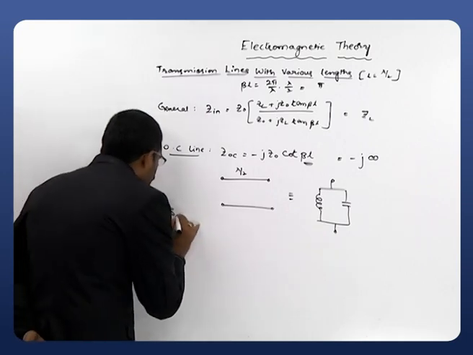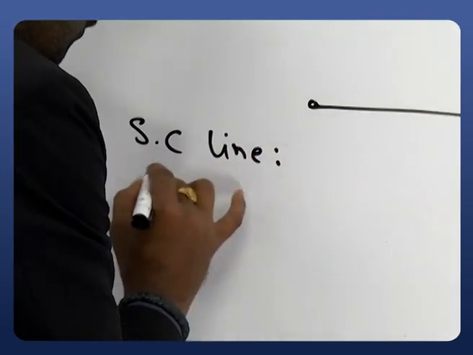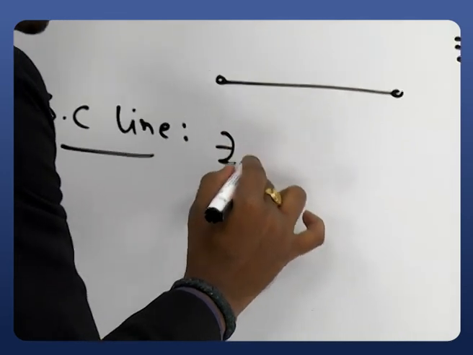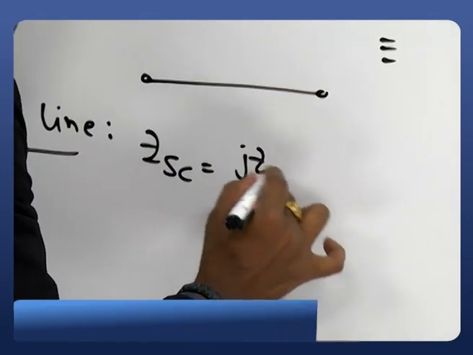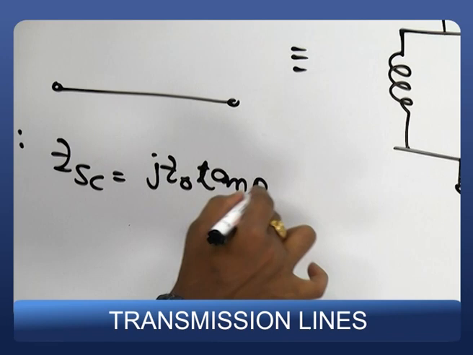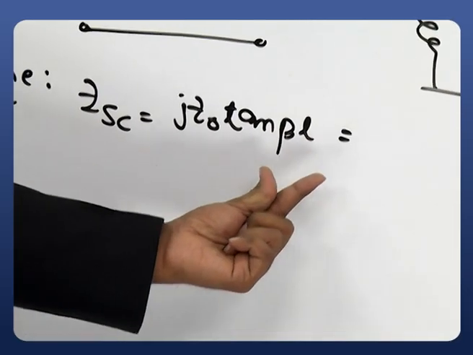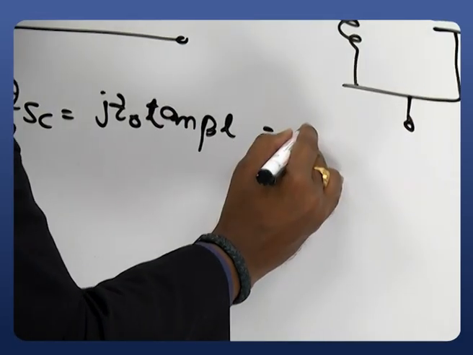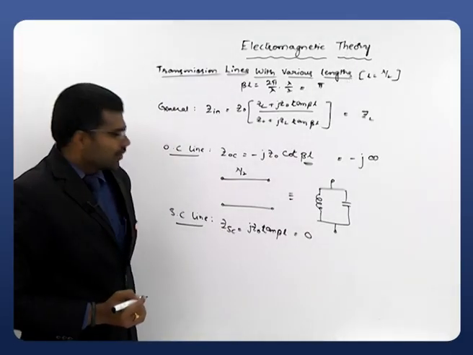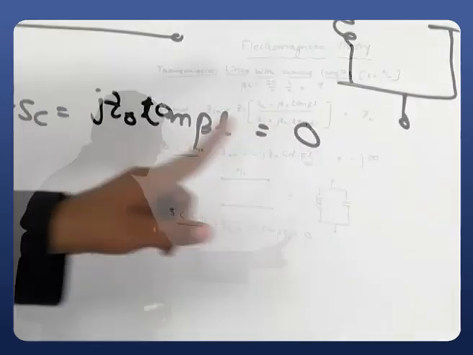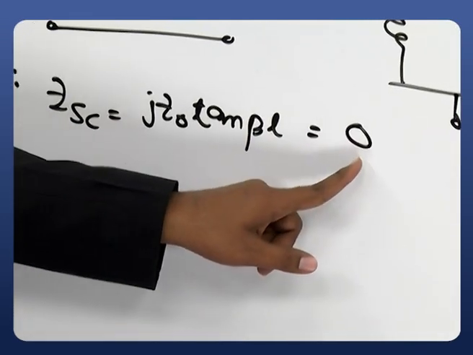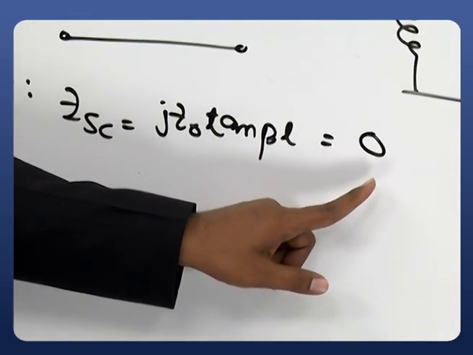Similarly, the short circuit line. For a short circuit line, what is ZSC? ZSC is equal to jZ0 tan beta L. If you substitute beta L equals pi here, what you will get is simply 0. So ZSC equal to 0 corresponds to which type of circuit? It is a series LC circuit.